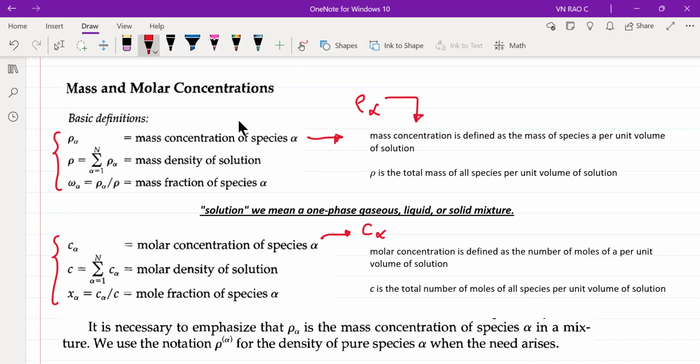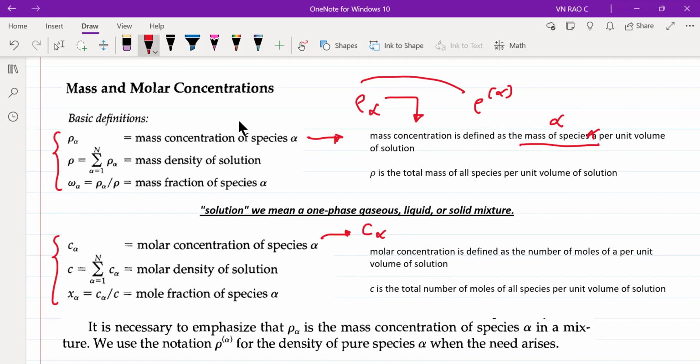Mass concentration. The difference between this notation and this notation is quite significant. This says density of the species alpha. This says the mass concentration of the species alpha. So that is how you have to maintain the difference. The mass concentration is defined as the mass of the species alpha per unit volume of solution.